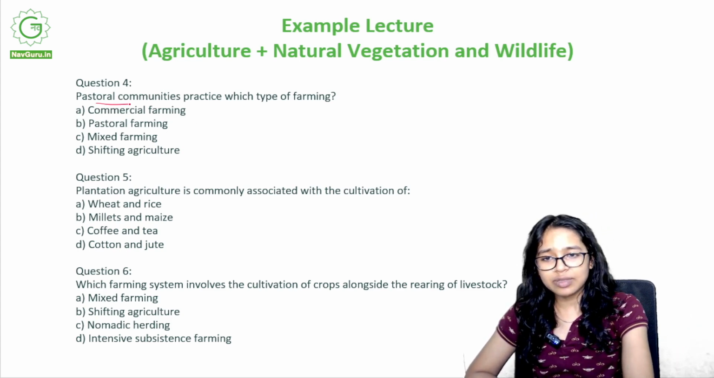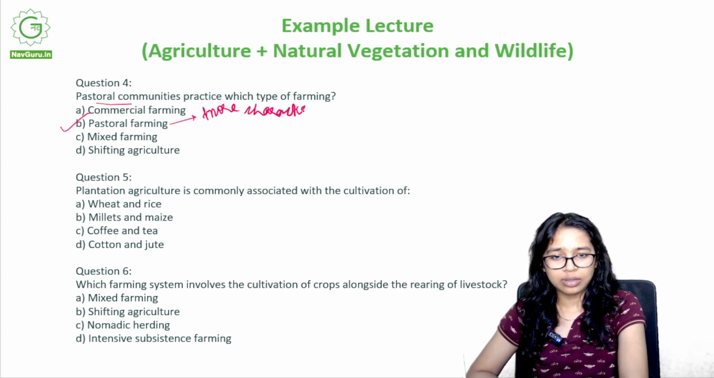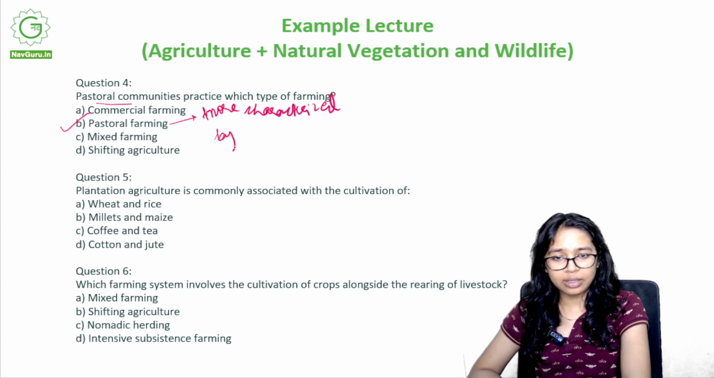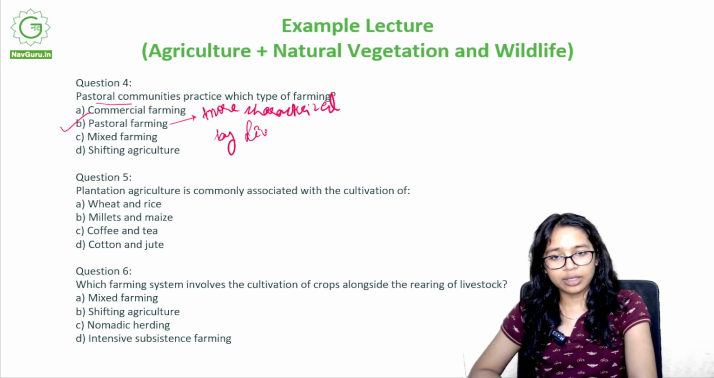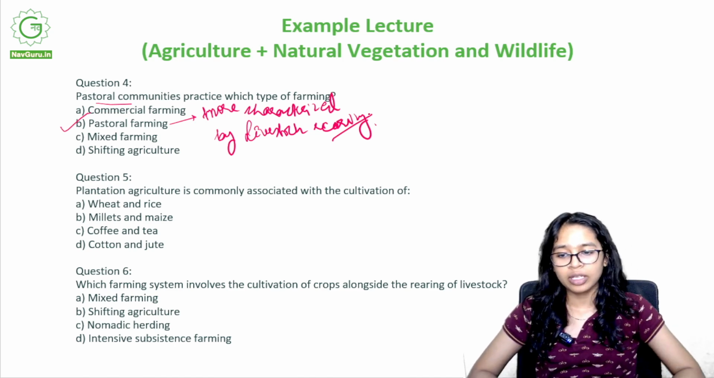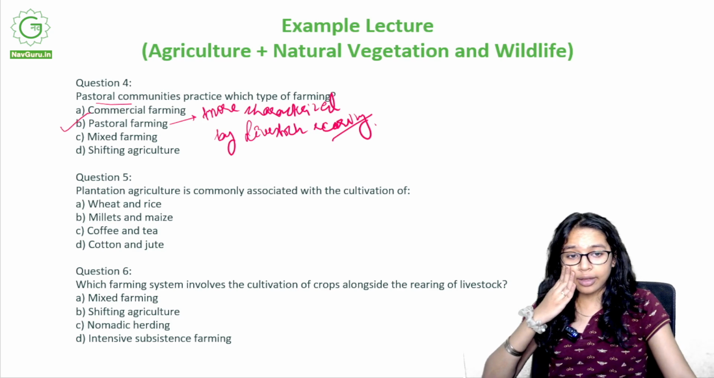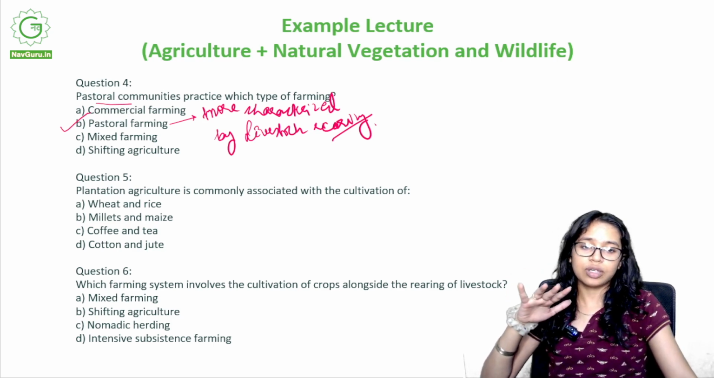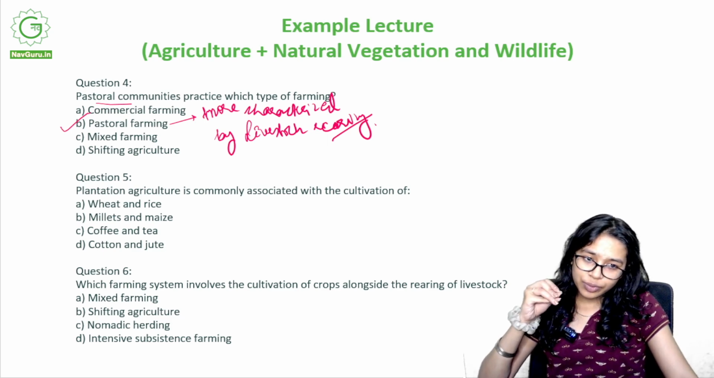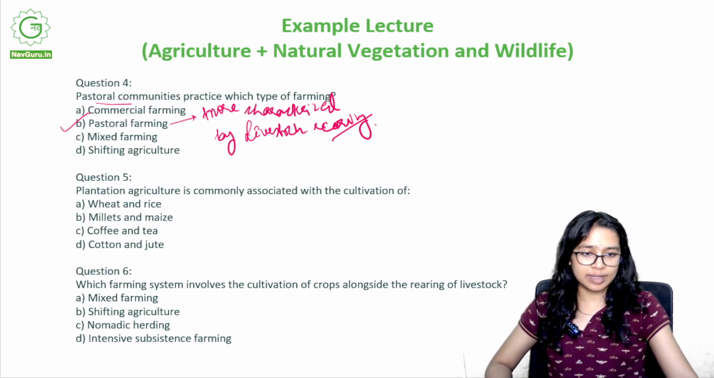So pastoral communities, as the name suggests, practice pastoral farming. Pastoral farming is basically characterized more by livestock rearing. So they depend more on animals than on crops for their farming. Pastoral communities usually are seen herding a crowd of animals rather than indulging more in growing crops and harvesting them.